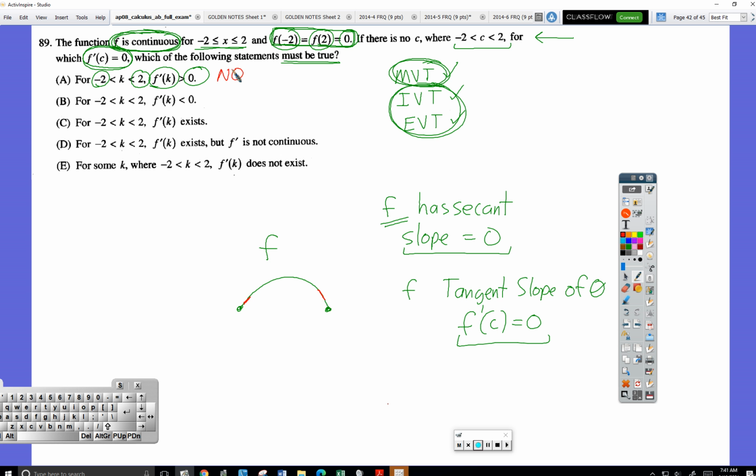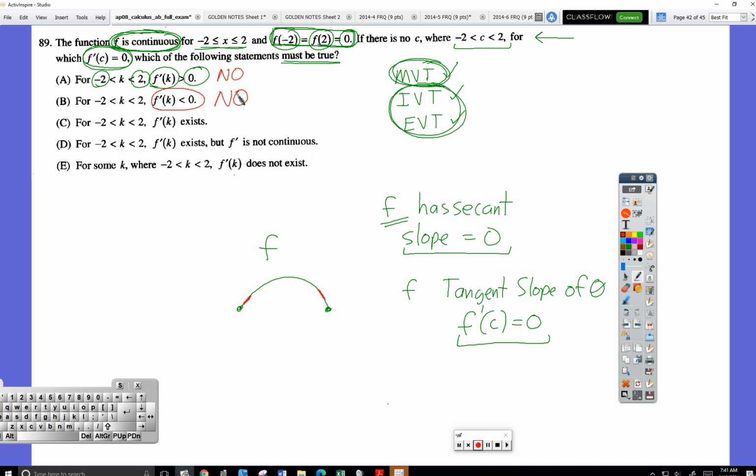Questions from anybody? Keep going. Oh, same thing. By the same argument, my tangent slope doesn't always have to be negative. This tangent slope is positive. That one's definitely not a must be true.